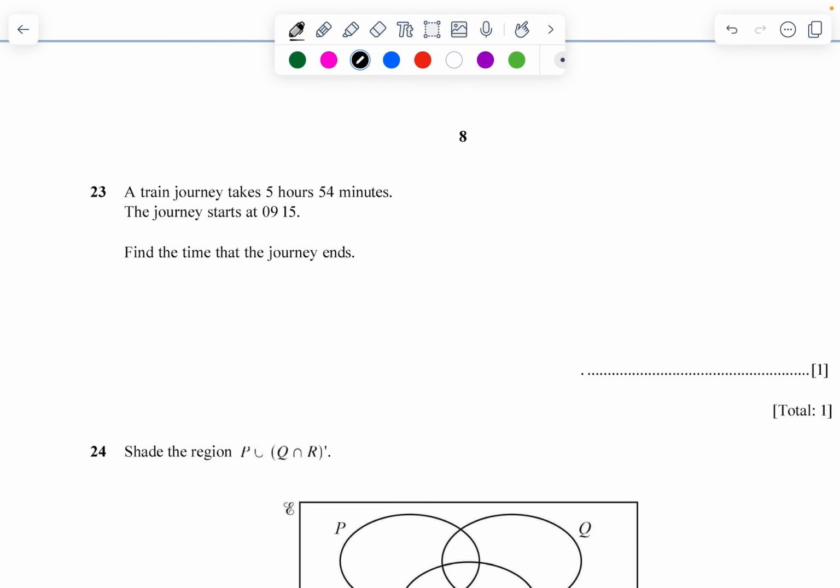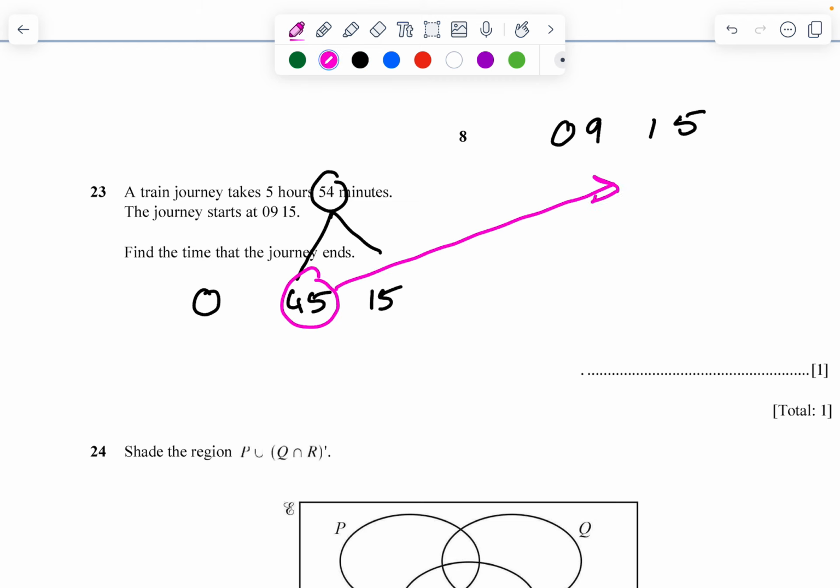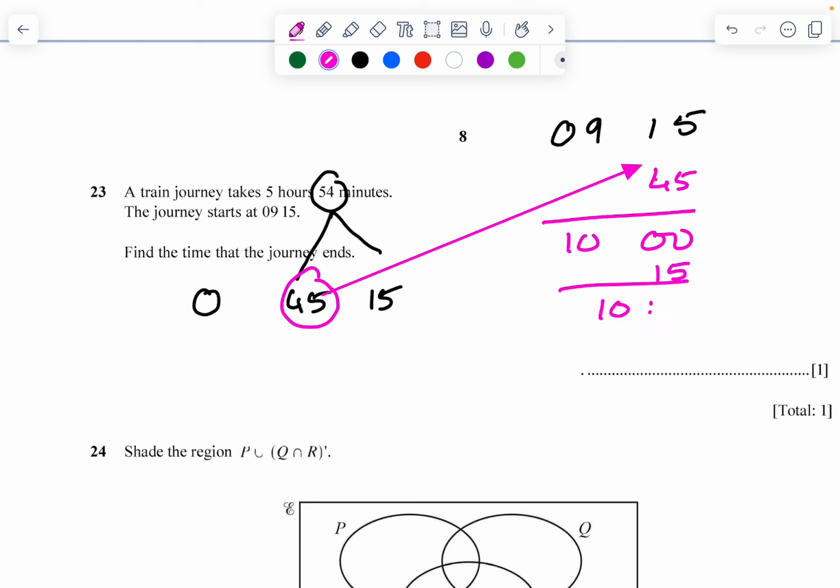A train journey takes 5 hours 54 minutes. The train starts at 9:15. So what is the time the train journey ends? First of all, 54 minutes can be split into 45 minutes and 15 minutes, so that this 45 can be added over here, and it becomes 10 o'clock. Then the remaining 15 minutes, it becomes 10:15.